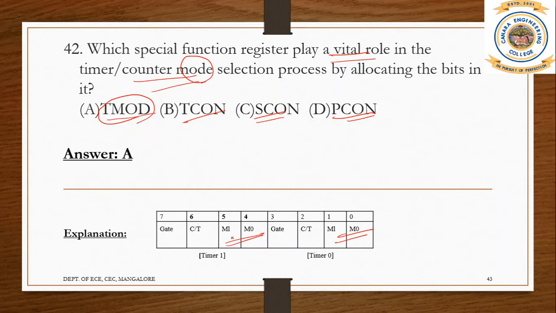M0 and M1 decide the mode: 00, 01, 10, 11. If 00, mode 0; 01, mode 1; and mode 2 is the auto reload mode we have discussed. So who selects this? The TMOD register. Here C bar T indicates counter or timer operation, and GATE is used for indicating whether the timer is a software timer or hardware timer, whether the delay is given internally or externally. That is decided by GATE. So it's better to study in detail the address and structure of the TMOD register before attending your exam.